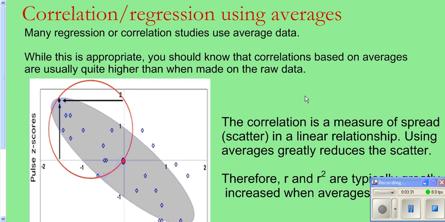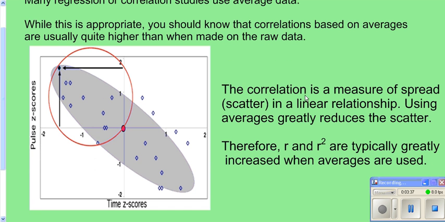Keep in mind, if you're dealing with averages, averages are spread out less, so therefore you typically end up getting a higher r in r squared when you are dealing with averages.